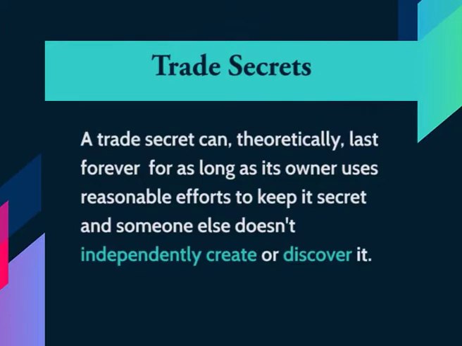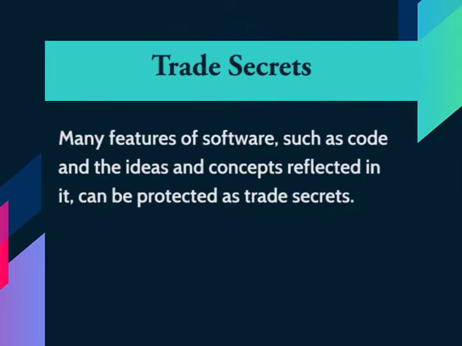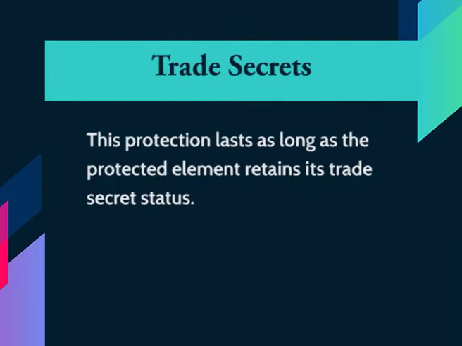A trade secret can theoretically last forever for as long as its owner uses reasonable efforts to keep it secret and someone else does not independently create or discover it. Many features of the software, such as code and the ideas and concepts reflected in it, can be protected as trade secrets. This protection lasts as long as the protected element retains its trade secret status.